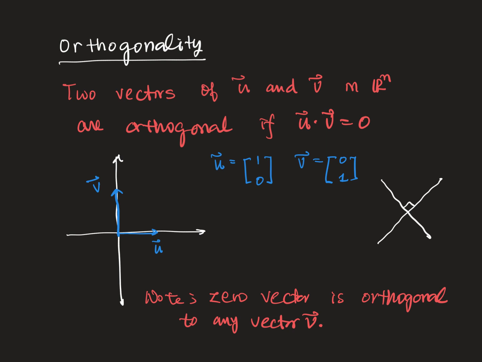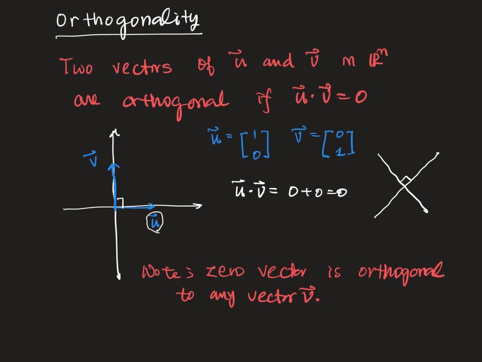Here is an example, guys. In dimension 2, I give vector u as (1, 0) and vector v as (0, 1). They are perpendicular to each other. Let's calculate the inner product of u and v. 1 times 0 is 0, 0 times 1 is 0, so the inner product is 0. In that case, the two vectors are orthogonal. That's the definition of orthogonality.